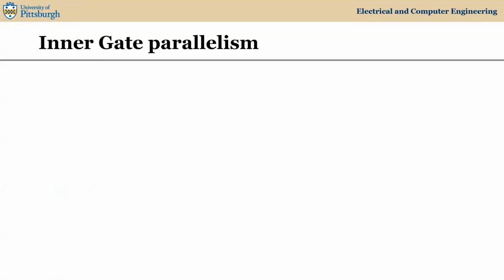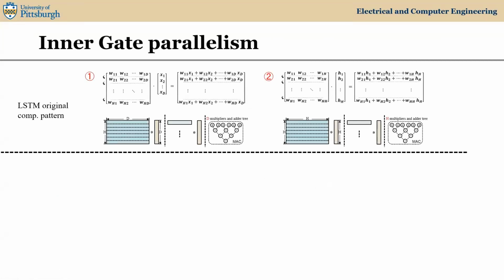If we dig into a gate, we can find that the 2 MACs can be converted to element-wise operations like pattern 3 and 4. The original pattern 1 needs D multipliers with an adder tree, and pattern 2 needs H multipliers with an adder tree. Each row of the weight is multiplied with the vector and accumulated. However, the weight matrices, represented by the 2 blue blocks, have the same number of rows, H. Let's keep in mind that computing patterns 3 and 4 are element-wise operations of size H as well. We can do the original MAC in the same element-wise fashion.